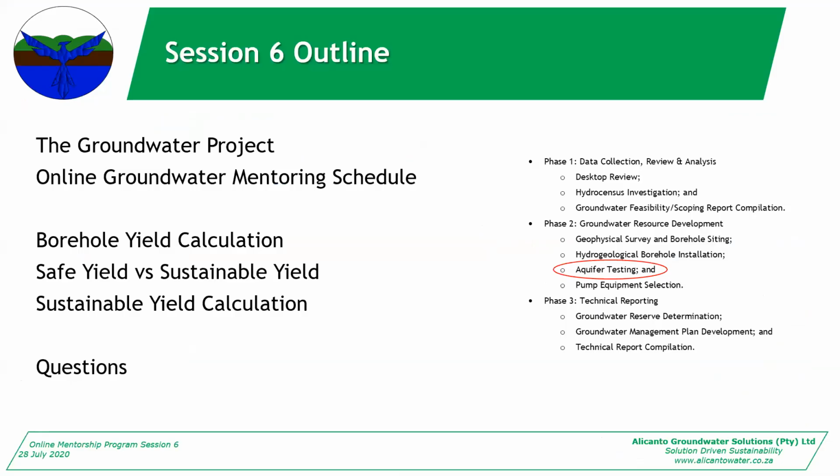In this session, we're going to go through the sustainable yield determination, which is part of your aquifer testing, but it's also part of your licensing and the overall processing for a borehole. We'll go through the Groundwater Project, just to remind you guys to check that out, and then the online schedule, just to remind you where we want to go from here. The 3 main sections tonight are the borehole yield calculation, safe yield versus sustainable yield, and then the sustainable yield calculation.